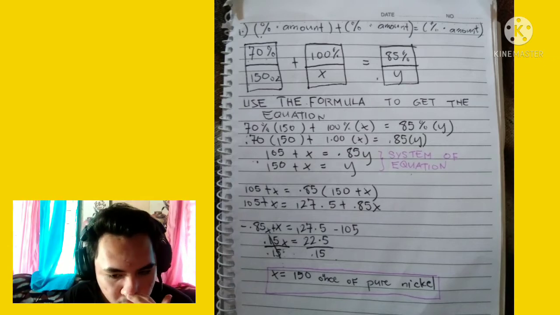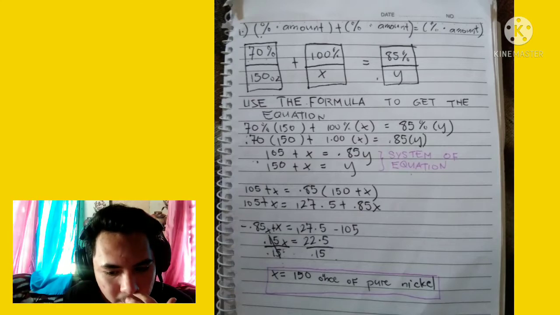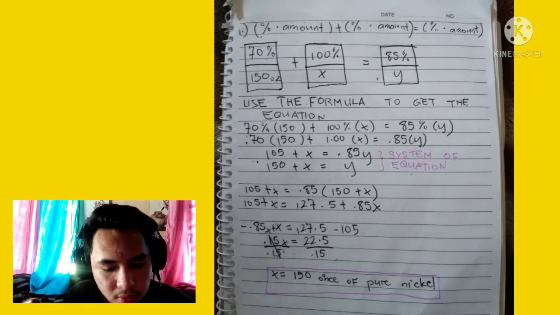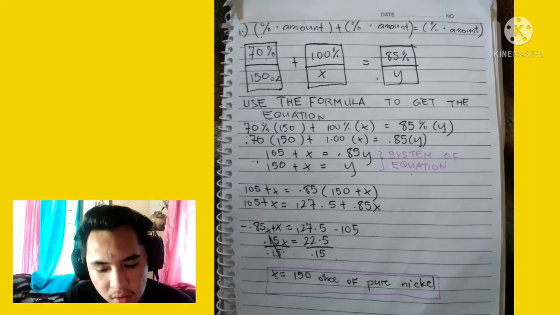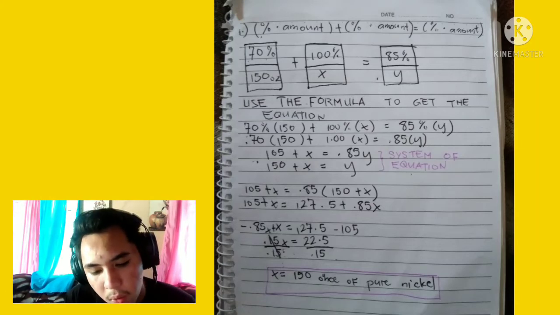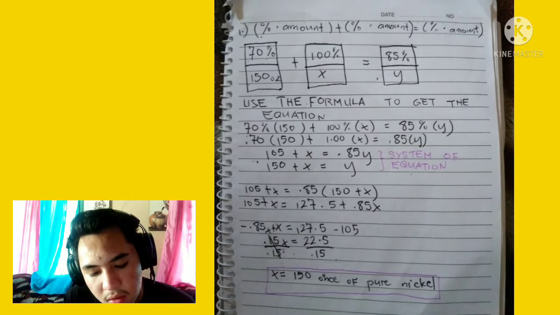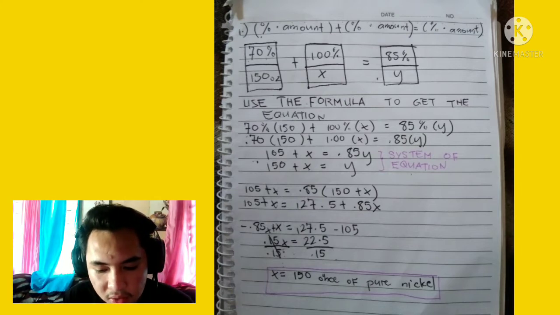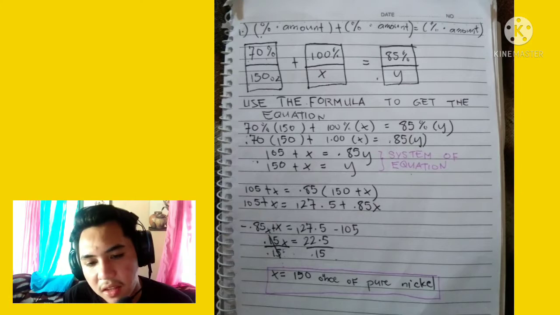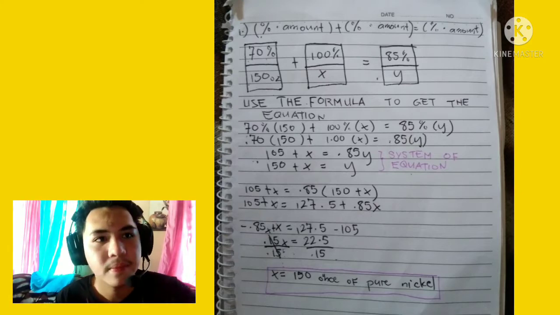So let's solve. So combine like terms. So we have negative 0.85x plus x equals 127.5 minus 105. So we will get 0.15x equals 22.5, and divide both sides by 0.15. So now we get x equals 150 ounces of pure nickel. So that is our final answer.